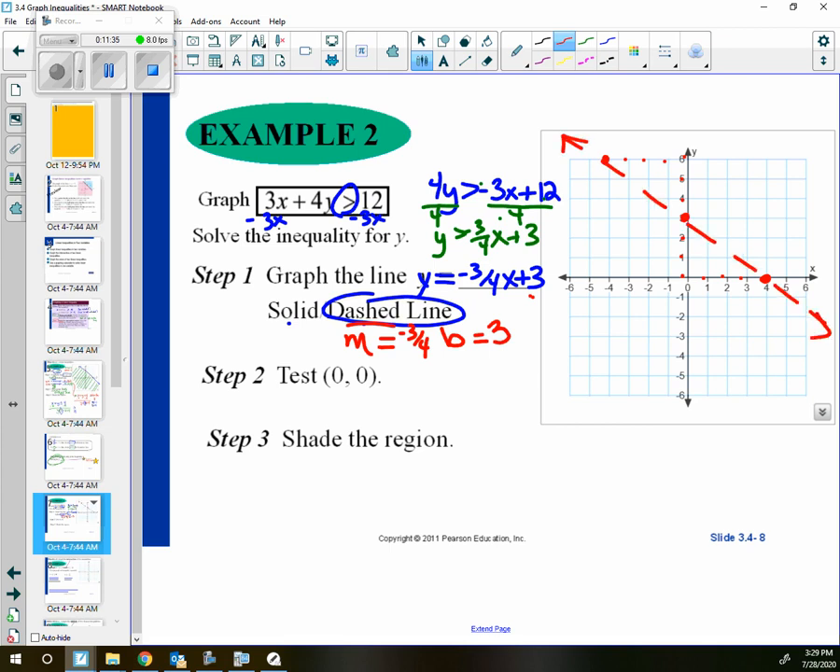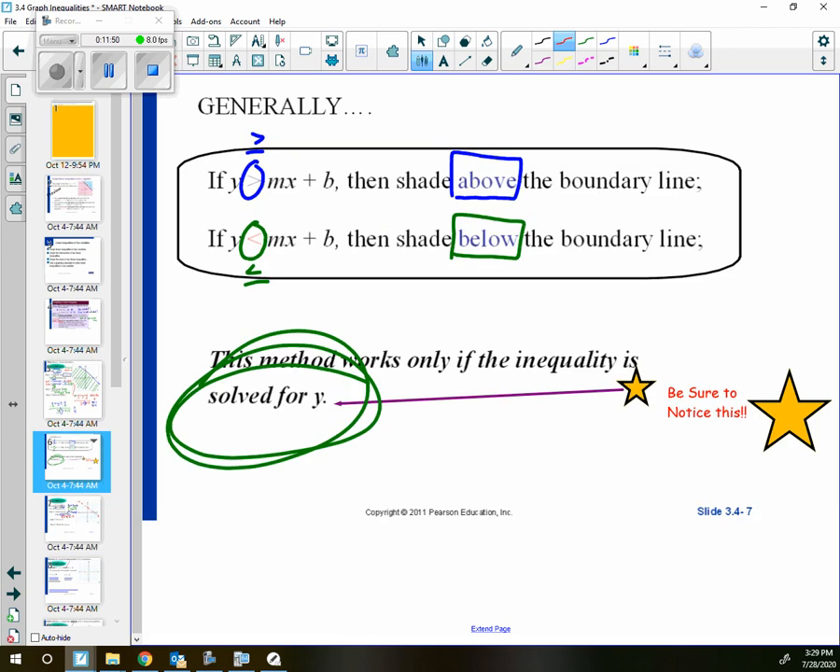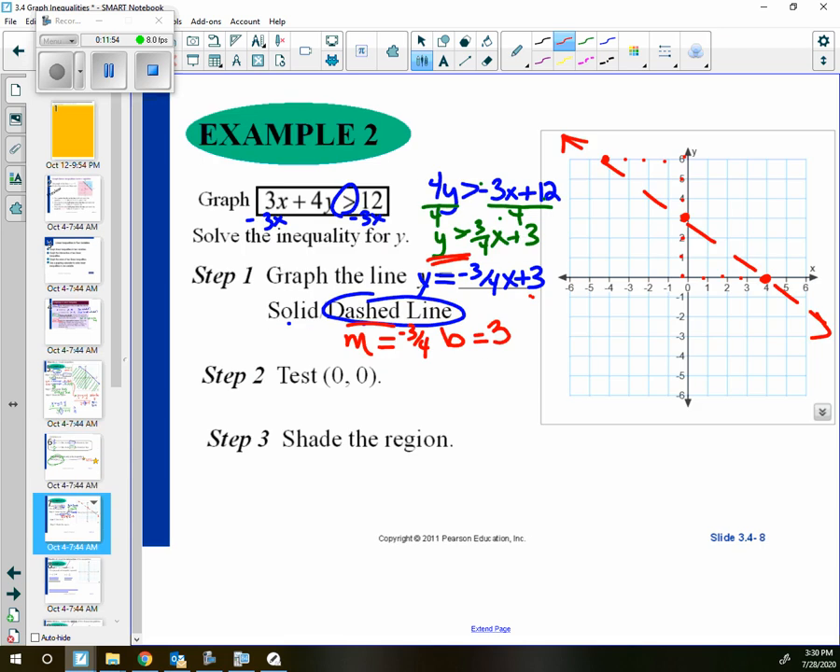All right. Now, is this going to be above or below? Because we solved this for y initially, I want you to take a peek right here. y is greater than. y is greater than. What that means is, going back to what we just talked about, because it's greater than, we'd be shading above. So my guess is that I'm going to be shading up here. That's where I think it should be based off of the inequality. Let's try a point though and see if we can check it. So I'm going to test 0, 0 again because it's not on the line.